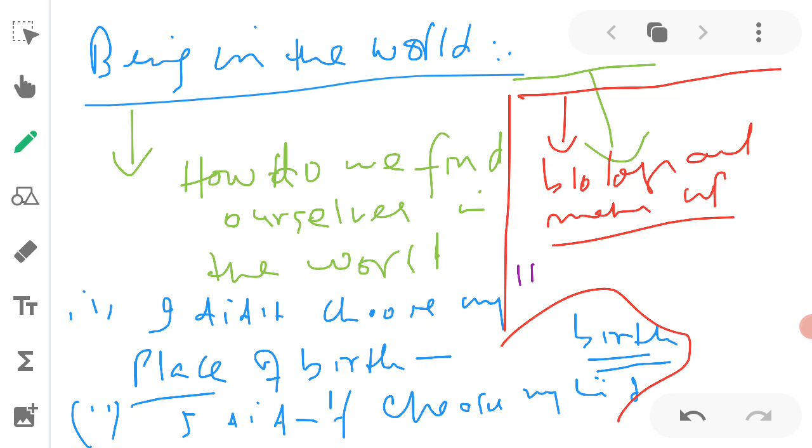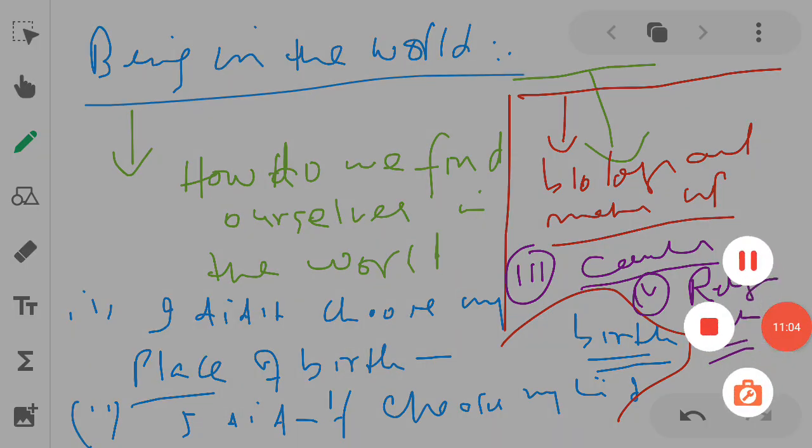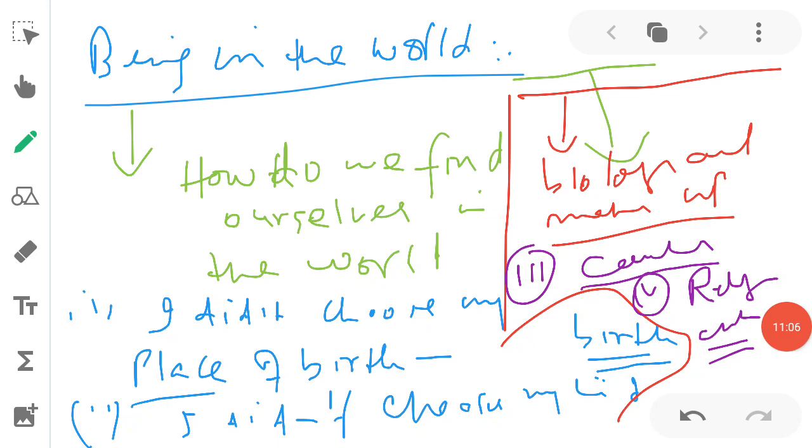So I haven't chosen which country I was supposed to be born in. Of course, in some cases I can change countries, but the fact that I was born in that country can't be changed. Sometimes it won't have any significance for my freedom, but at other times it might. I can't change the religion and culture I was born into. I can change some of them. So customs come in more. It is the whole social.